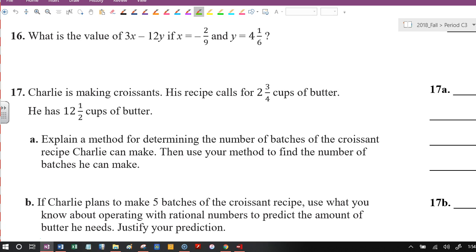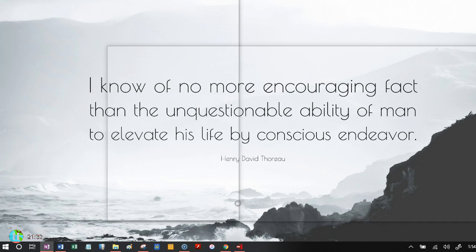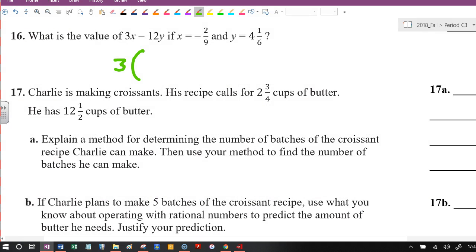Okay, so we're going to substitute, and I want you to actually write everything in parentheses that you're substituting. That's the way you're supposed to do it. So help me out here. Okay, let's hear it.